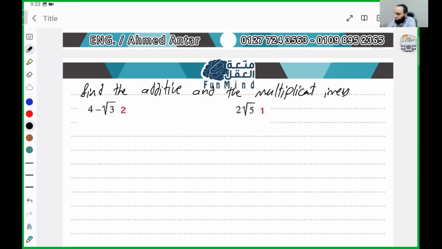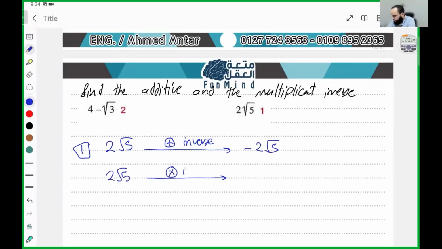Who knows the first? 2 root 5. What's the additive inverse? First. Negative, negative 2 root 5. What's the multiplicative inverse? 1 over 2 root 5, but there is a problem. It's not in the simplest form. How can you simplify it?